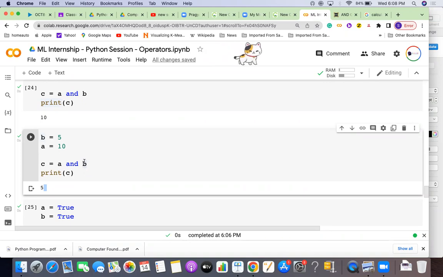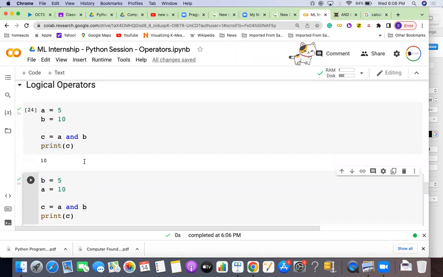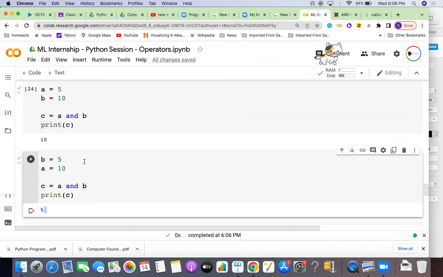Is it clear? Do you understand this? So 10 is true, 5 is true, the result is true. Instead, it has to give the integer value. So both are true, it will pick one. Which one will it pick? It will pick the last one that appeared. Is it fine? Yes, sir.